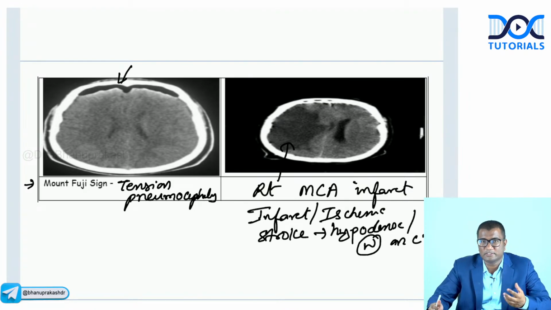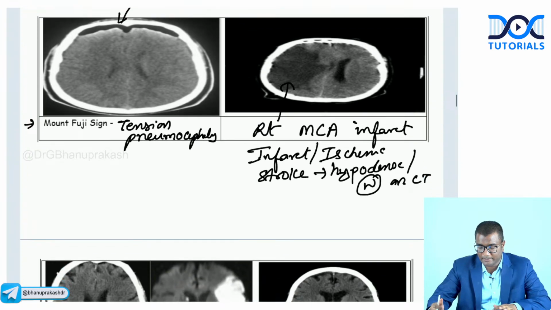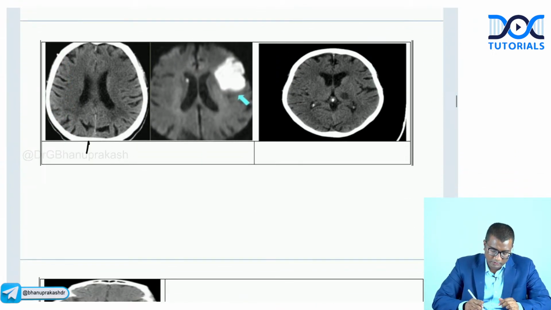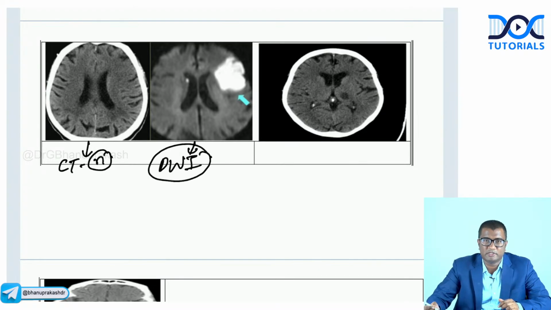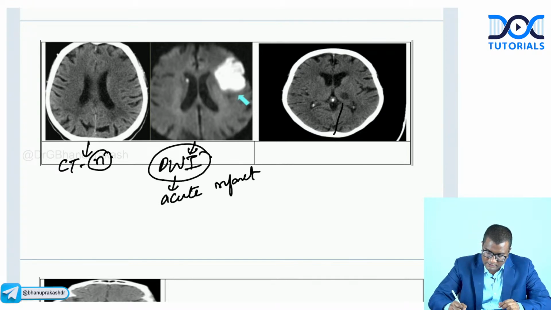So hemorrhagic strokes are hyperdense and ischemic strokes are hypodense on CT. I told you the CT scan can be normal in strokes, and diffusion weighted imaging will be the most sensitive investigation to look for acute infarcts, right? And this is how you have a small lacunar infarct here. So this is the lacunar infarct that we have.